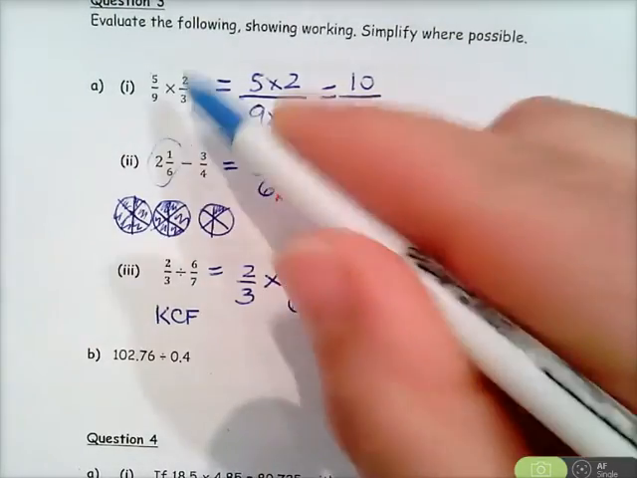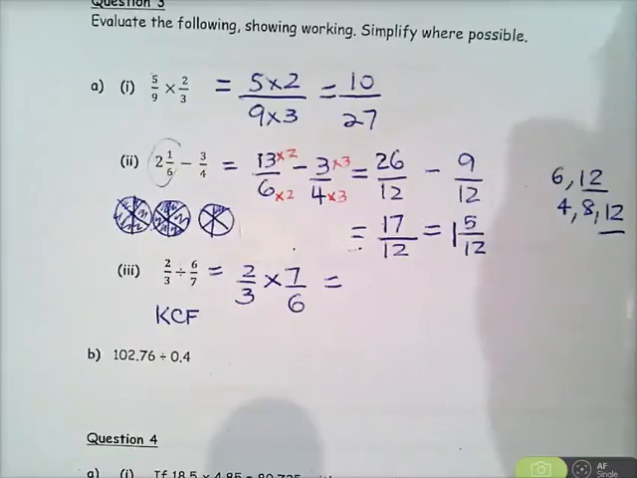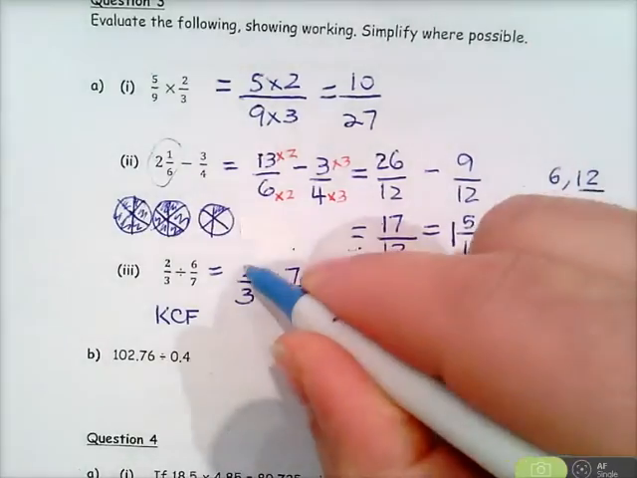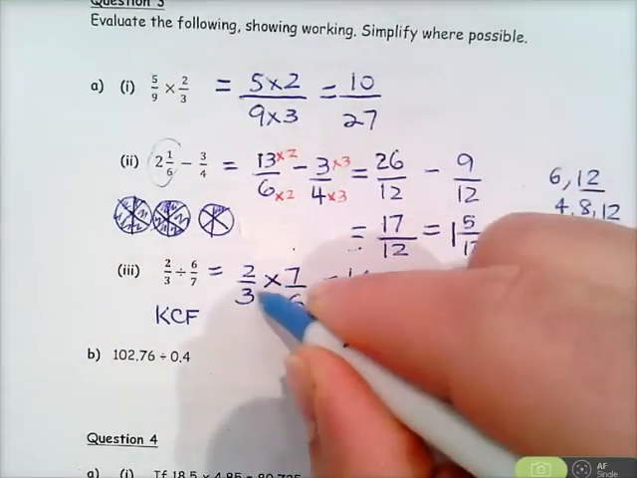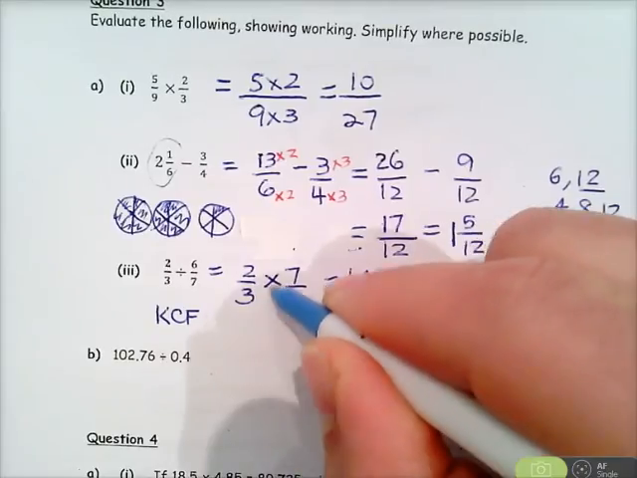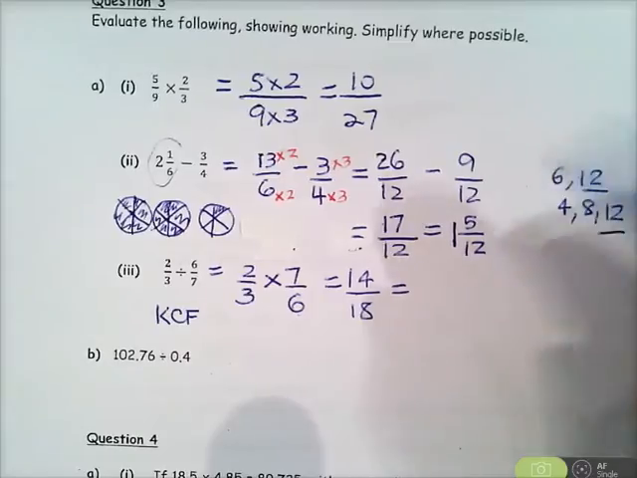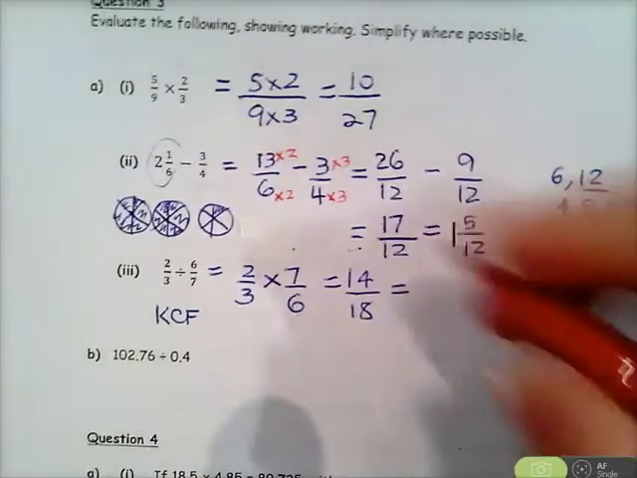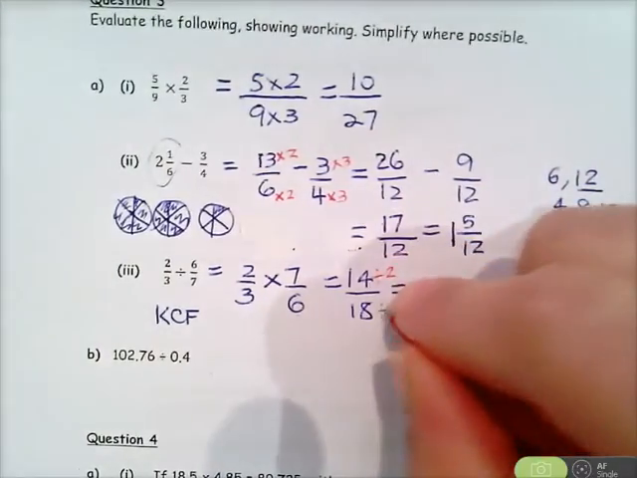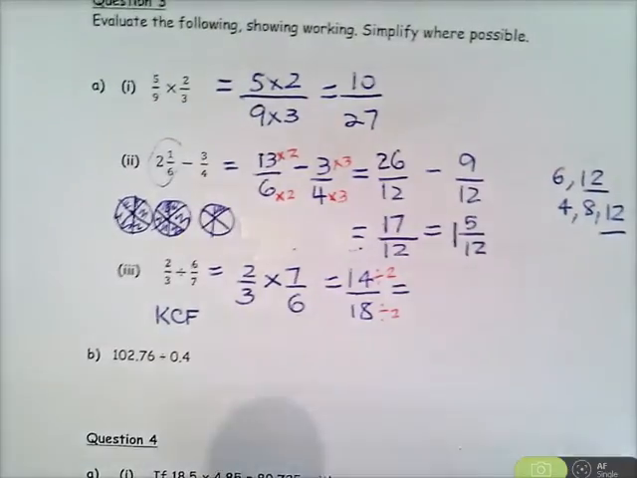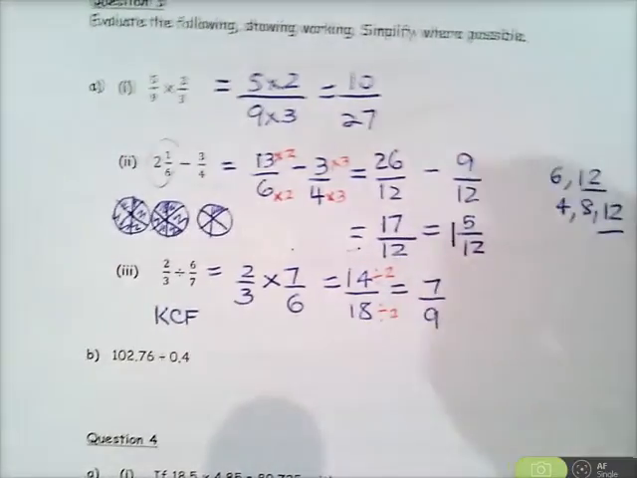So now this just becomes like the first question where we're multiplying our fractions. So 2 times 7 is 14 over 3 times 6 is 18. Notice that they are both even numbers, and so I'm going to divide them both by 2. And when I divide them both by 2, I get 7 over 9.